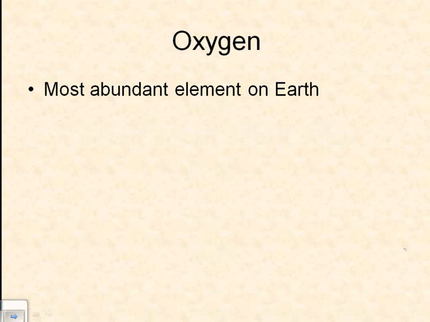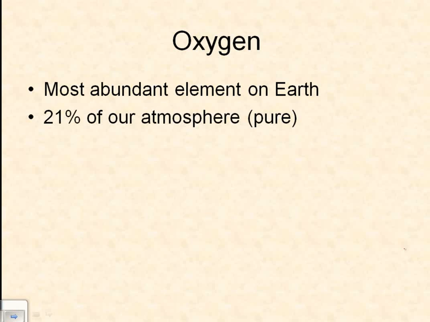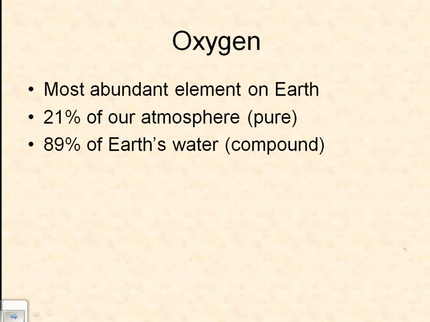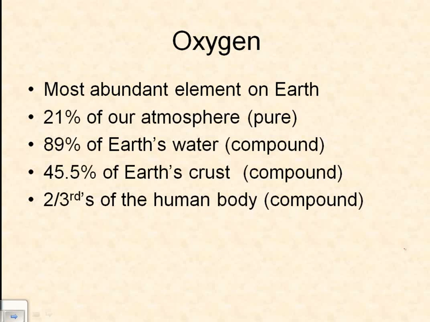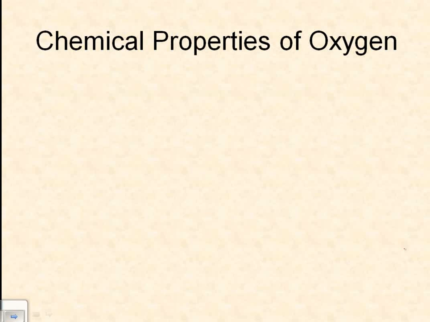Alright, so first just a little bit about oxygen, because oxygen used to be at least central to redox reactions. Now you can have redox reactions without oxygen involved. But oxygen is a really important element. It's the most abundant element on Earth. It's 21% of our atmosphere. It's 89% of the Earth's water as a compound. It's almost half of the Earth's crust as a compound. And it's 2/3 of what's in our body. So really an important material, also part of our food, and of course nasty stuff like rust.